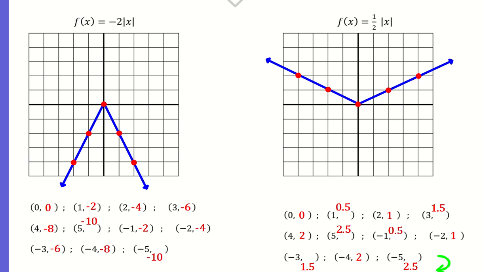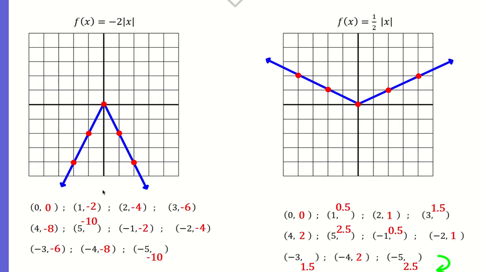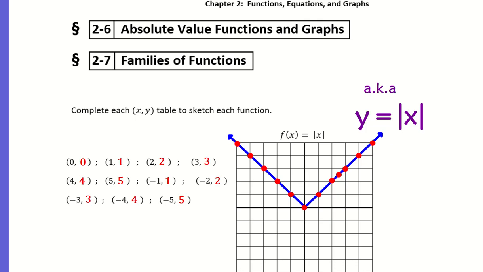Like I've already said a couple times, something that hopefully has jumped out at you by now is that when you have an absolute value function, something involving the absolute value of x, or even the absolute value of x plus 2, or the absolute value of x minus 2, the graph of it is going to be a V shape, whether right side up or upside down, still that V shape.